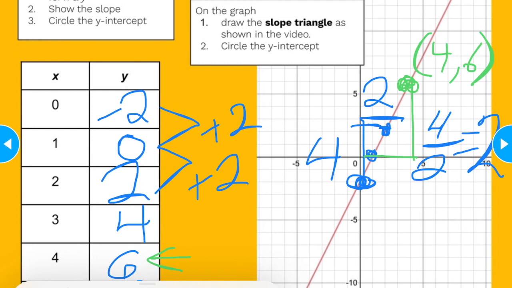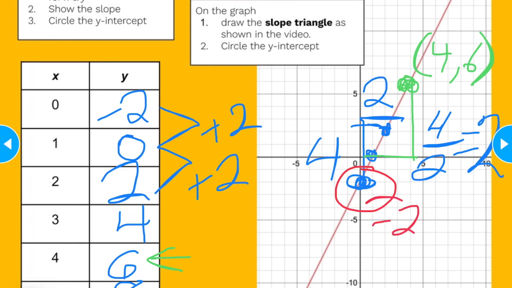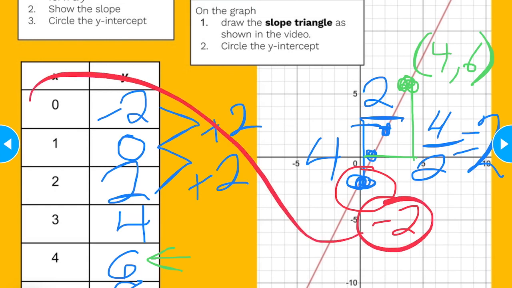Now, let's look at the y-intercept. We already said that the line crossed the y-axis at negative 2. So negative 2 is our y-intercept, which we then have here in our table. So, for graph B, the slope is positive 2. The y-intercept is negative 2.